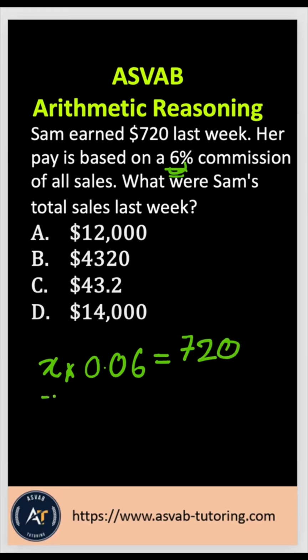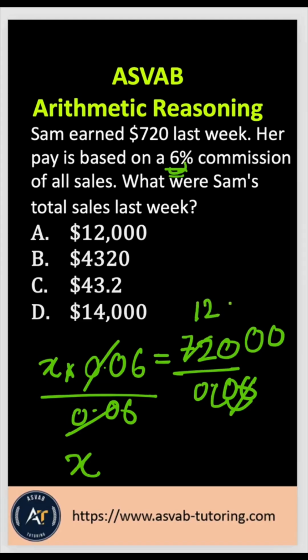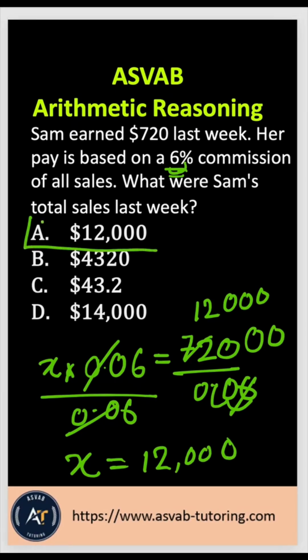Now, if you divide both sides by 0.06, this and this one is cancelled out, X. So in order to divide, the easy way you could do it, you could move 2 decimal places from left to right, do exactly the same here, add 2 zeros, right? Now you could divide easily 72,000 by 6, right? 6 goes into 72 is 12, and then put 3 zeros, right? So with that, that gives you X equal to 12,000. The answer is option A.